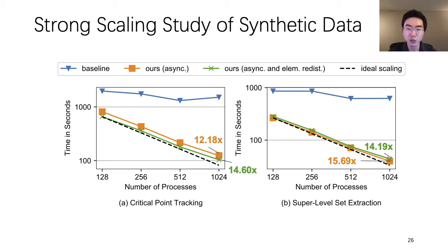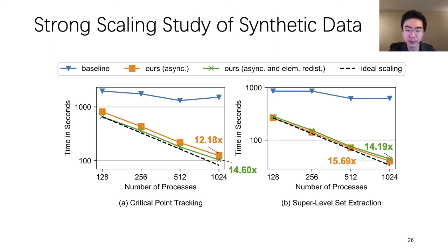Blue lines show the performance of the baseline approach. Orange lines show the performance of our method with asynchronous parallelism. Green lines show our method with both asynchronous parallelism and element redistribution. The strong scaling is ideal when the execution time decreases linearly with the increase of the process count. The lines of our method are closer to the ideal scaling, indicating our methods have better strong scaling efficiencies.